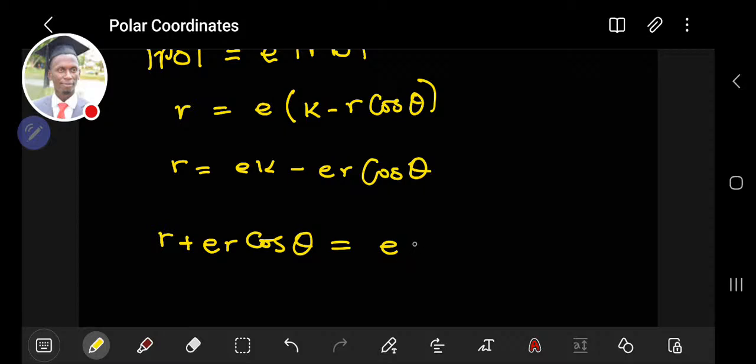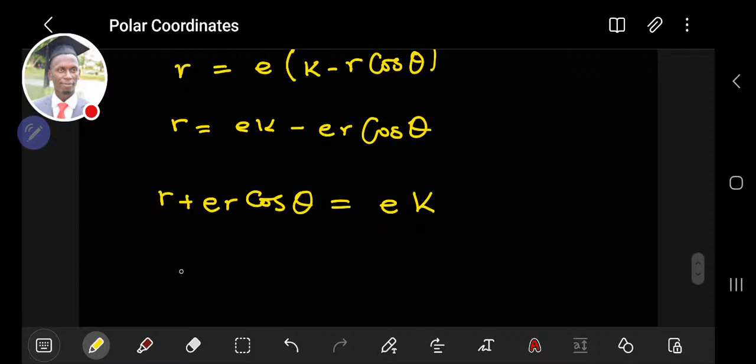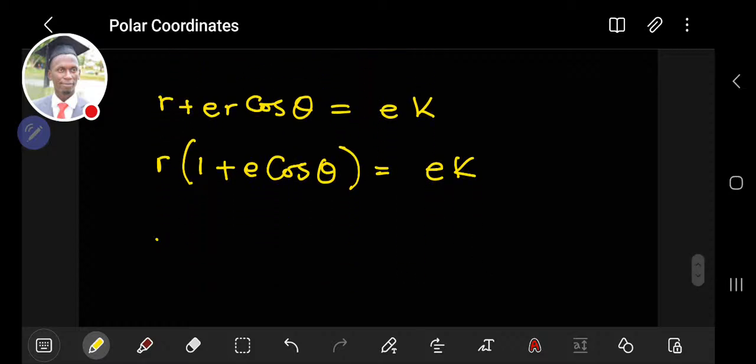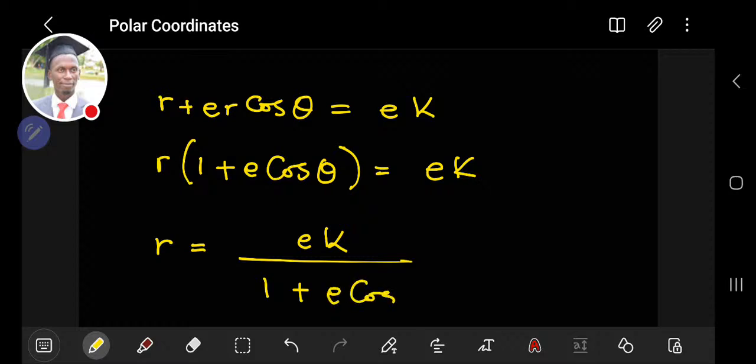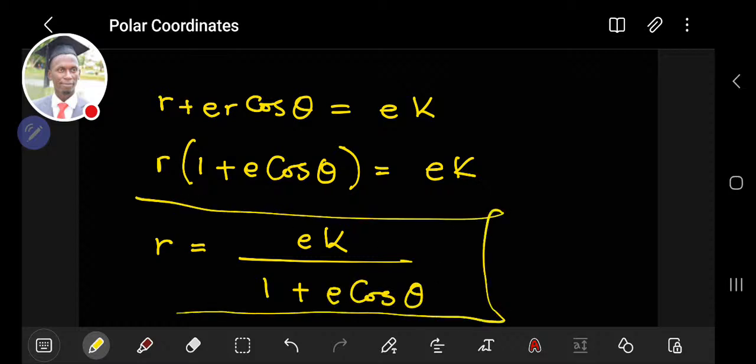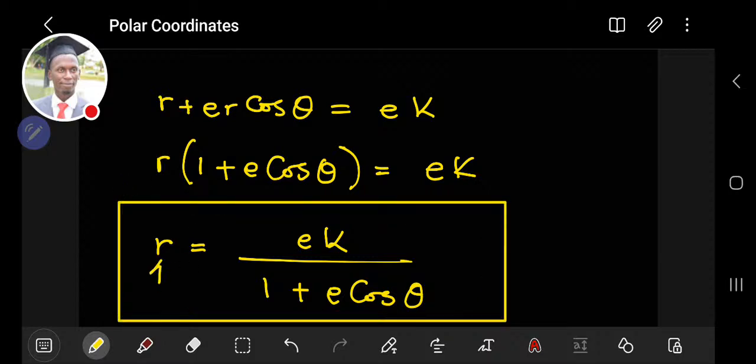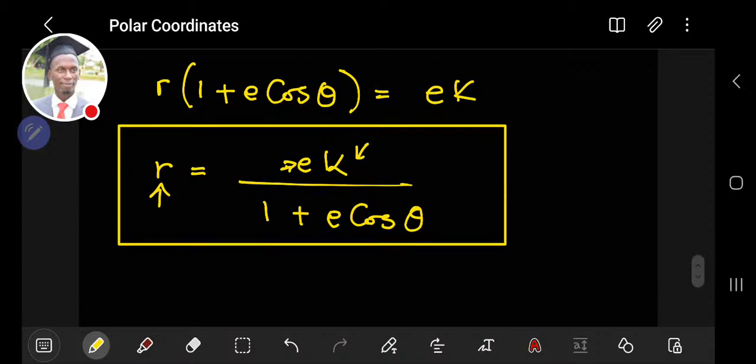So this will be equal to ek. Now from here we factor out the r, so we have r times 1 plus e cos theta equal to ek, so that in the end we end up with an expression of r equal to ek over 1 plus e cos theta. This becomes an expression that relates r, the eccentricity, the distance k, which as you saw is from the focus to wherever the directrix is, and the angle of rotation theta.